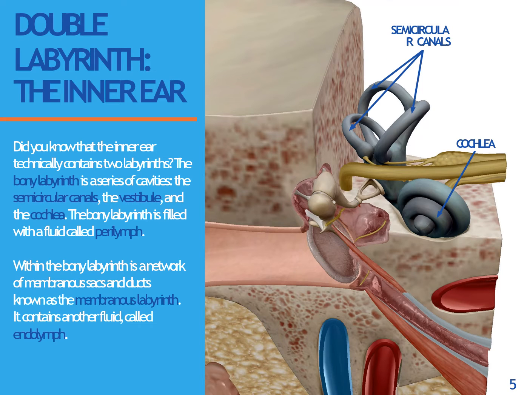Now let's look at the double labyrinth, the inner ear. Did you know that the inner ear technically contains two labyrinths? The bony labyrinth is a series of cavities, the semicircular canals, the vestibule, and the cochlea. The bony labyrinth is filled with a fluid called perilymph. Within the bony labyrinth is a network of membranous sacs and ducts known as the membranous labyrinth. It contains another fluid called endolymph.